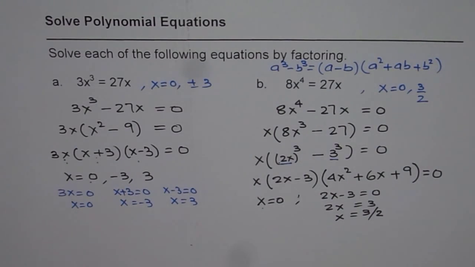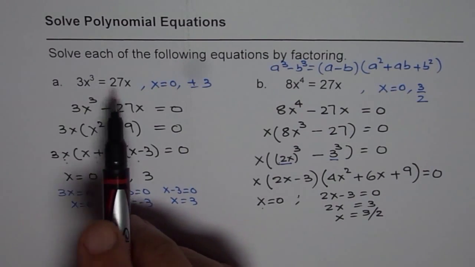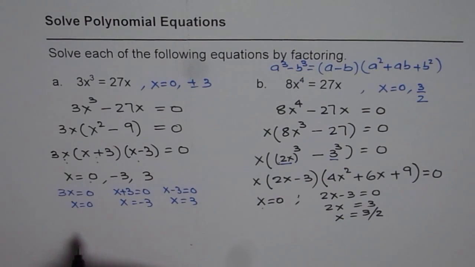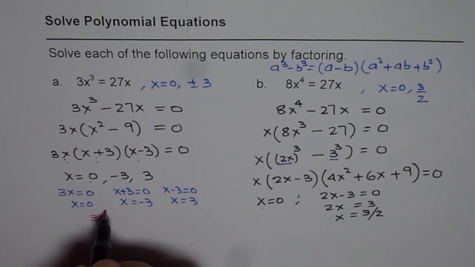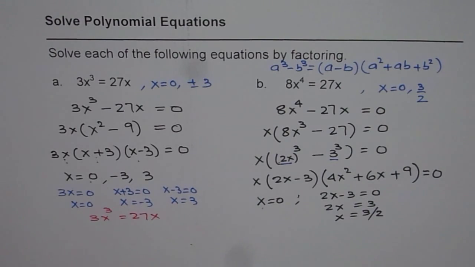Now I want to highlight one particular thing. Some students might make this mistake, so I don't want you to do that. Let us begin with this equation once again. So it is 3x cubed equals 27x. Now some of you, while solving, may divide by 3x on both sides, right? So you could divide by 3 and 3. So you get 9 here. And then if you divide by x, you get x squared. So you get x squared equals 9.